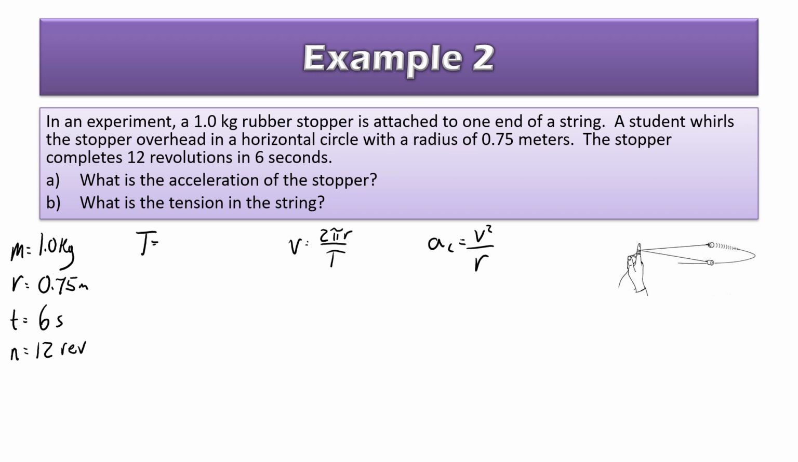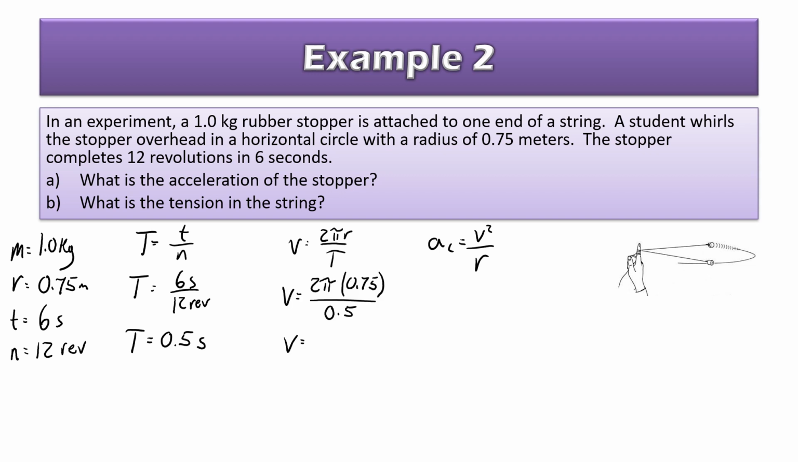The period is equal to the time divided by the number of revolutions that it completes in that amount of time. So in this case, 6 seconds divided by 12 revolutions is 0.5 seconds per revolution. That's the period of time. This is the same as yesterday. And then the velocity is equal to 9.4 meters per second.